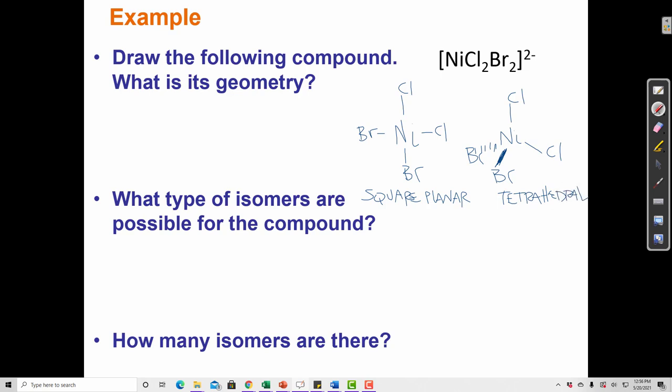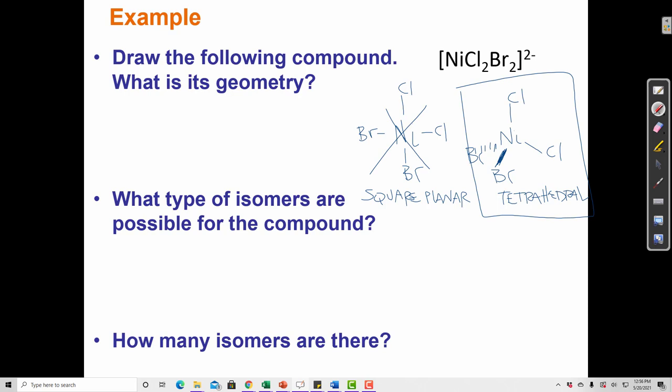So which of these is it for this particular compound? Well, we will learn in the next video when we look at crystal field theory that when the central metal atom has a d8 arrangement of electrons, then it tends to be a square planar complex. But if it's not d8, then it tends to be a tetrahedral complex. When we look at the electron configuration of nickel, it does not have that d8 configuration, as we'll get into later. So it's actually tetrahedral.